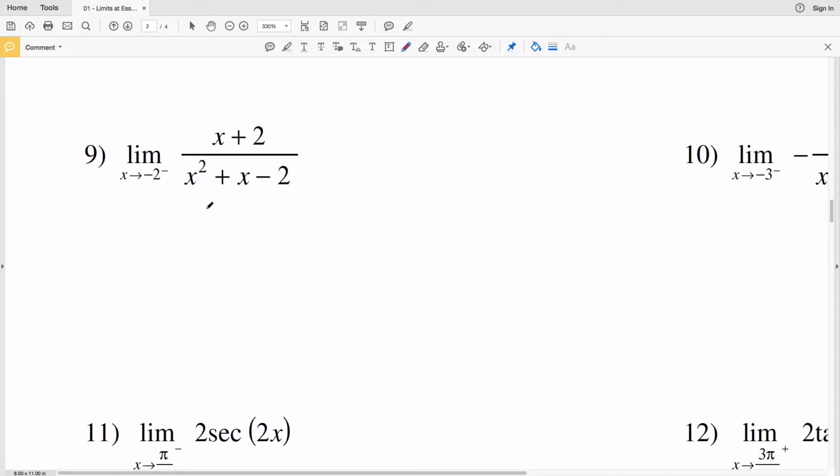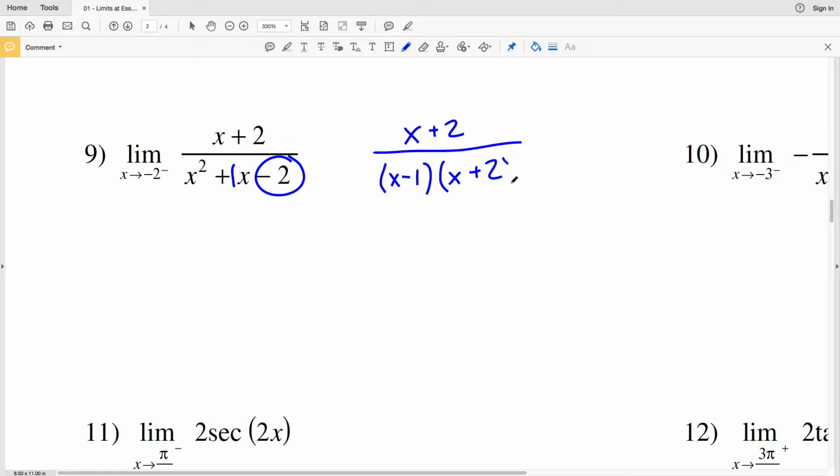Moving on to number 9, it's a good rule of thumb to always simplify, especially when dealing with a polynomial over a polynomial. So simplifying x plus 2 over x squared plus x minus 2, we're going to factor this denominator. So we're going to have x plus 2 in the numerator, and in our denominator, what multiplies to give us -2 and adds to give us a +1? That's going to be +2 and -1. So we'll have x minus 1 times x plus 2.